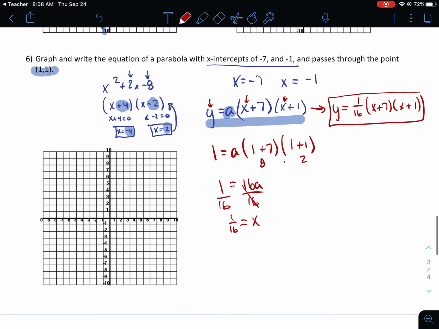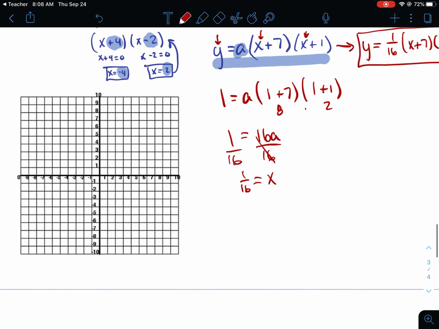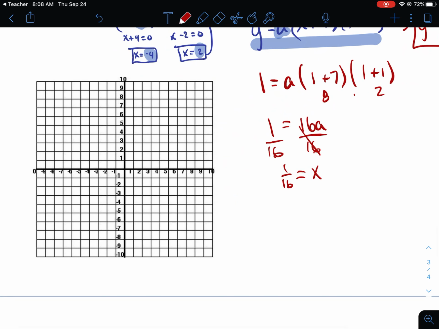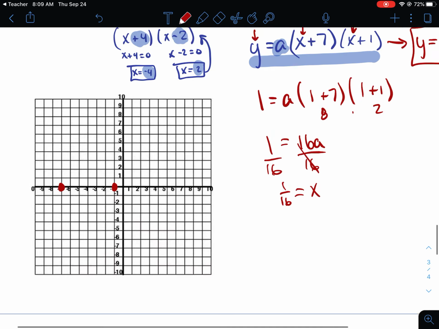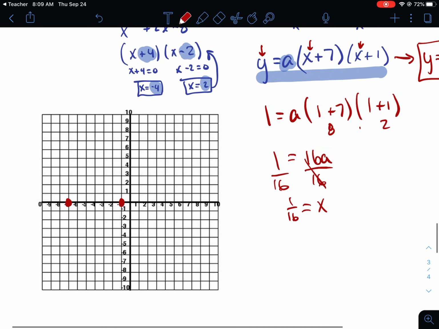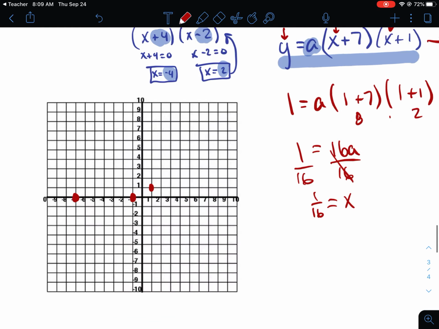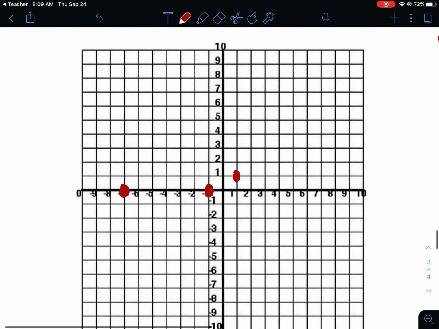We do have to graph this. Actually, I forgot to graph this. Okay, so we do have intercepts at -7 and -1. So -7, -1. It does also say that it passes through the point 1, 1 right here. It's interesting. -7, -1, and it passes through 1, 1. This is giving me a really wide graph.